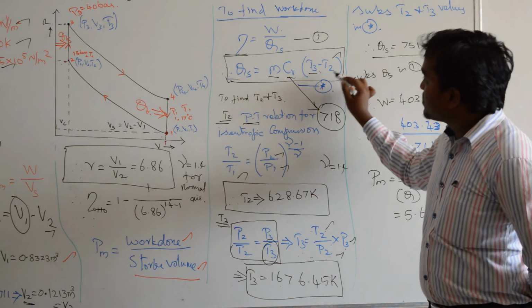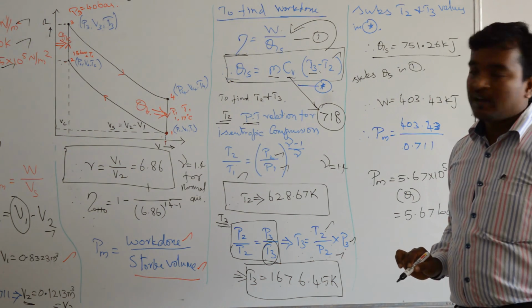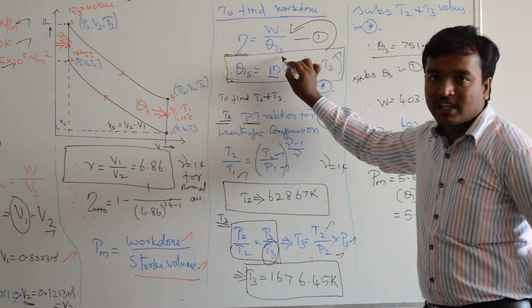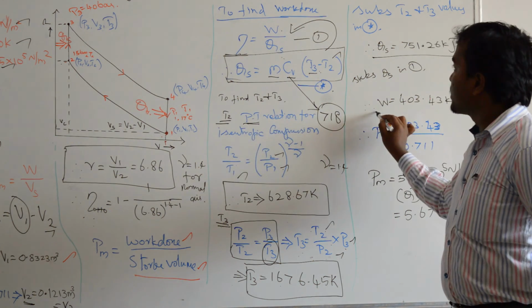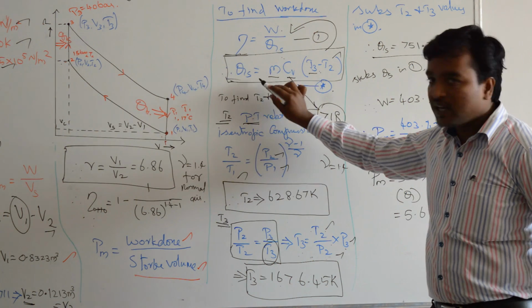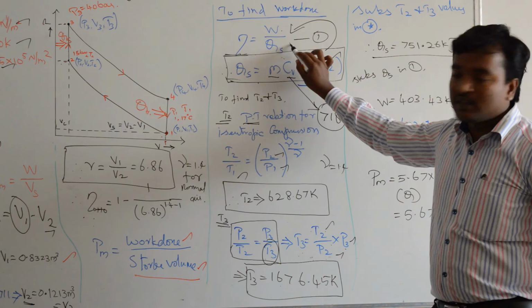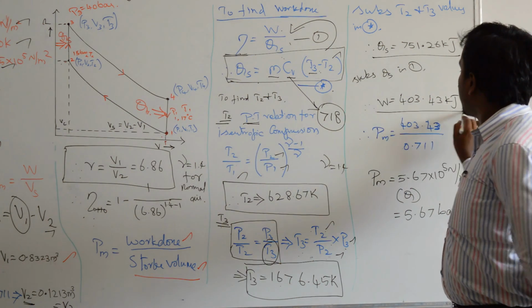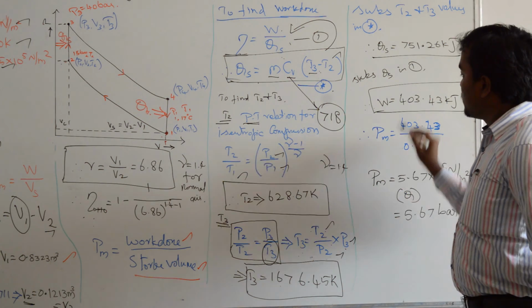Then substitute the QS value in this efficiency formula. Already we know the efficiency and QS value. Then you find the work done. Substitute the efficiency and QS in equation 1. Then we find the work done. Work done is 403.43 kilojoule.